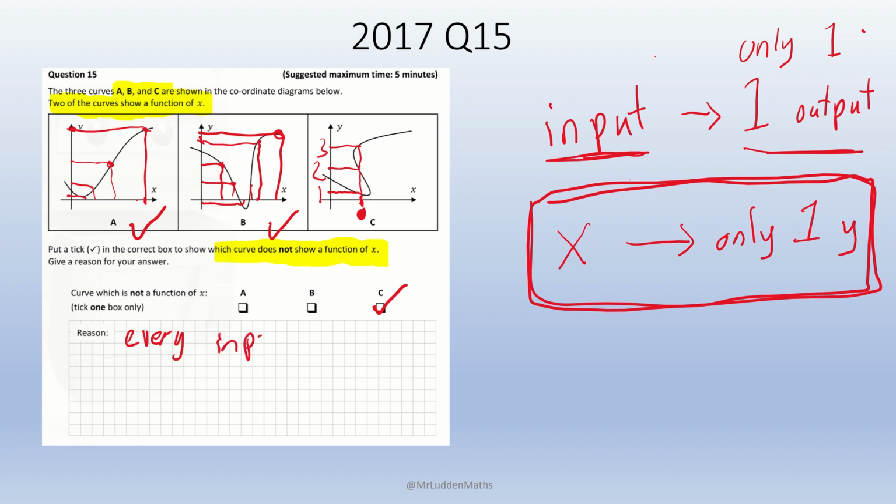every input can only have one output in a function. In the case of graph C, in this scenario here, when I drew a line up from this point, my line up from the x-axis would hit the graph once, twice, 3 times. I cannot have 3 outputs for the same input, therefore that is not a function.